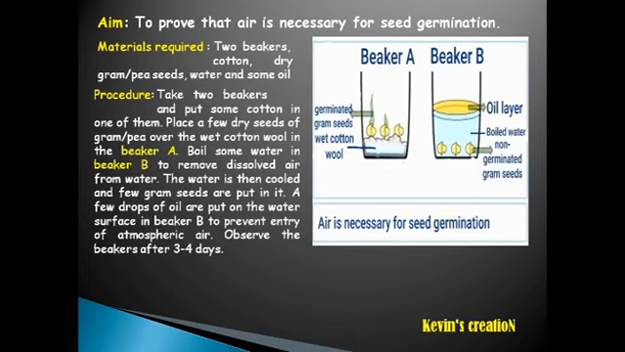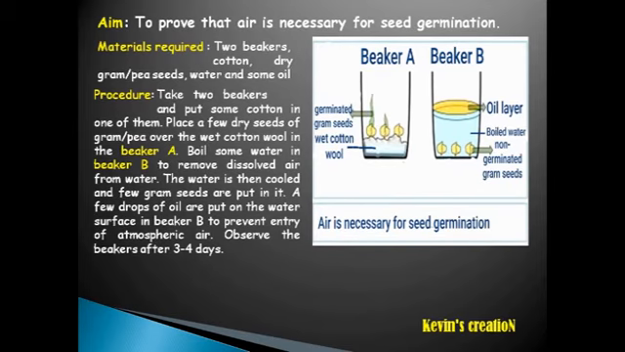After that, a few drops of oil are put on the water surface in beaker B. Here you can see the yellow one, this is the oil layer over the water. Why have we put a few drops of oil? To prevent the entry of atmospheric air. That means air cannot get into this water. Already we have removed the air from this water by boiling and cooling it. Now there is no air inside this.